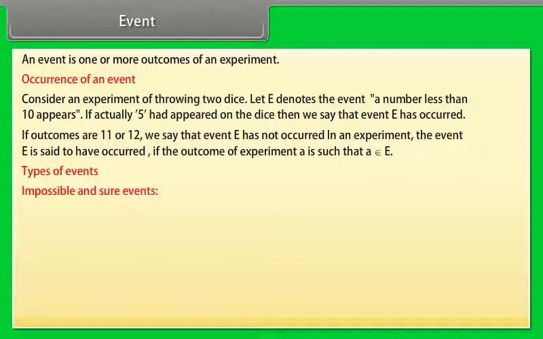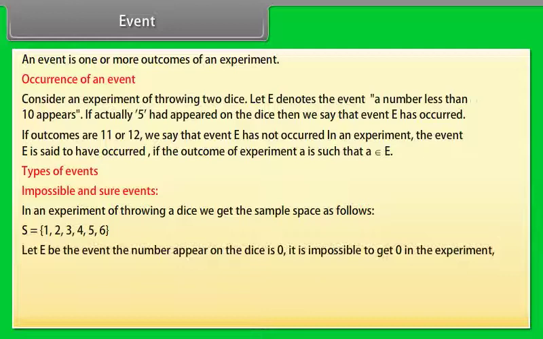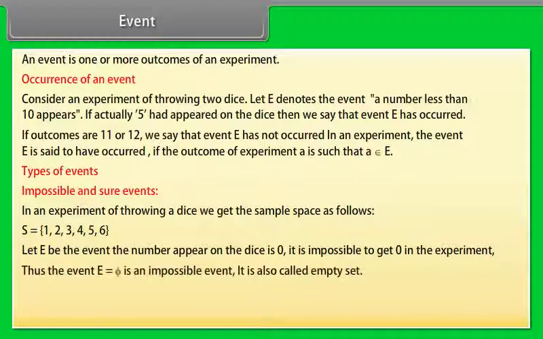Types of events. Impossible and sure events. To understand it, let's take an example. In an experiment of throwing a dice, we get the sample space as follows. S = {1, 2, 3, 4, 5, 6}. Let E be the event the number that appears on the dice is 0. It is impossible to get 0 in the experiment. Thus, the event E = phi is an impossible event. It is also called empty set.